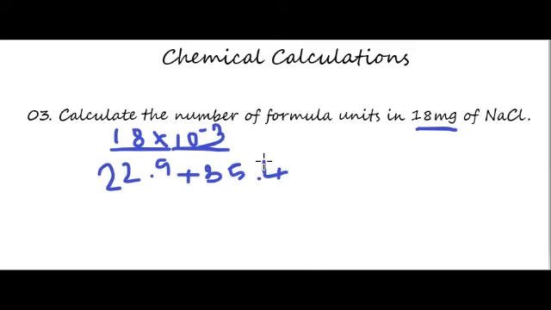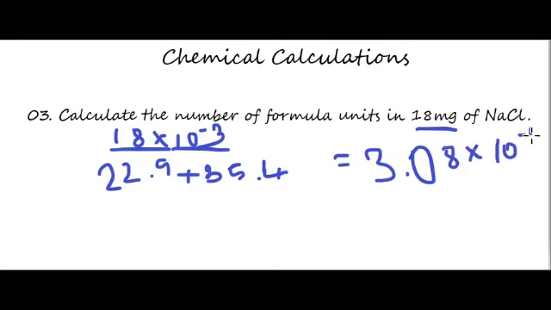18 into 10 to the power minus 3 divided by 2.9 plus 35.4 is 3.08 into 10 to the power minus 4. It's going to be 0.000308747, etc. Now we calculated the number of moles. Remember to write mole.